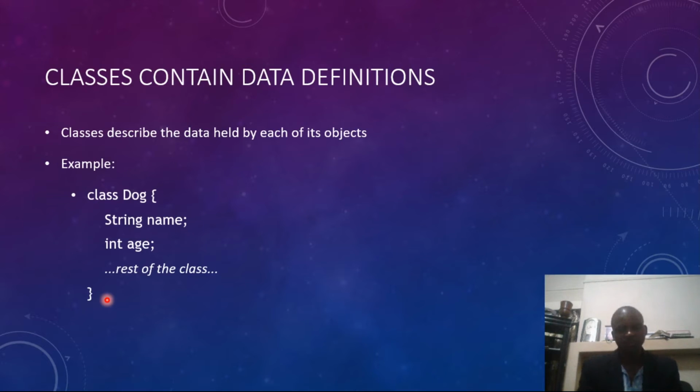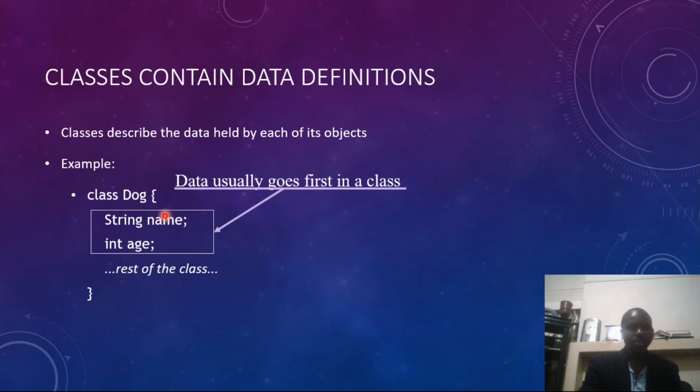Classes contain data definitions. These data definitions are the ones we were referring to when we talked about objects, as data members. So these are the data definitions which describe the state of an object. So a class describes the data held by each of its objects, right?